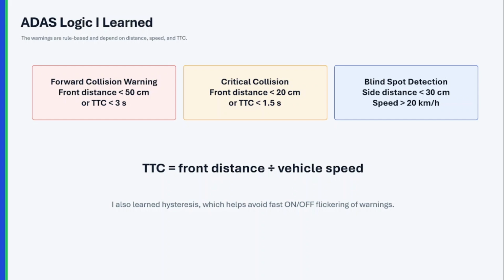For blind spot detection, the side sensors are used, the left and right ultrasonic sensors. The blind spot warning becomes active only when the vehicle is moving above a certain speed and an object is close to the left or right of the vehicle. And I also learned about hysteresis, which prevents the warning from turning on and off repeatedly.